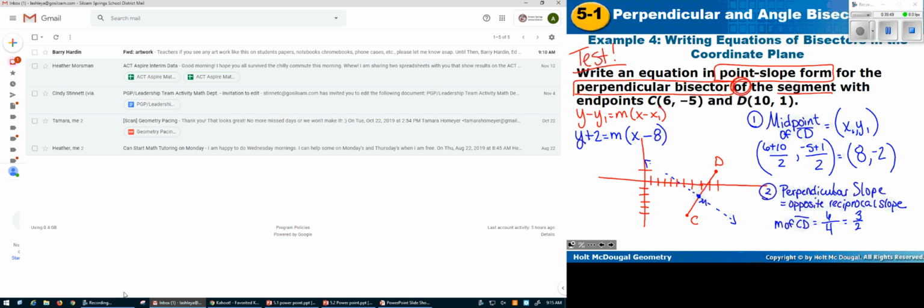That's not the line we're writing the equation for. We want the one that's perpendicular. So we need our slope to be what? Very good. Opposite reciprocal. Flip it, change the sign. So negative 2/3.